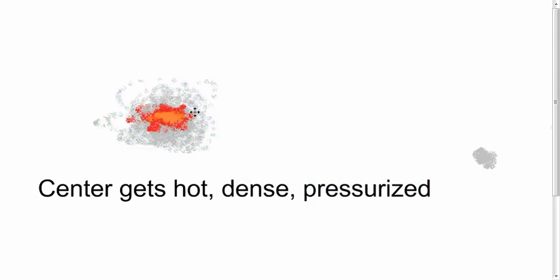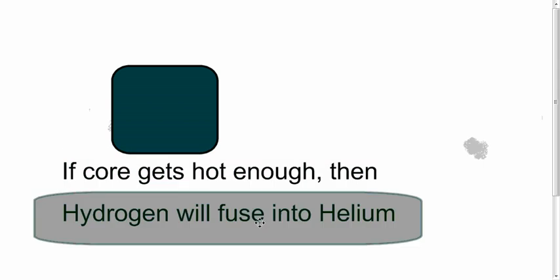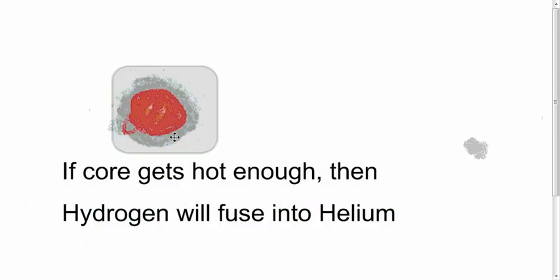This is going to keep occurring, and you're going to form what is known as a protostar. And a protostar is something that is going to become a star because it is going to be hot enough to sustain fusion. And once fusion starts, the star will undergo some radical changes.